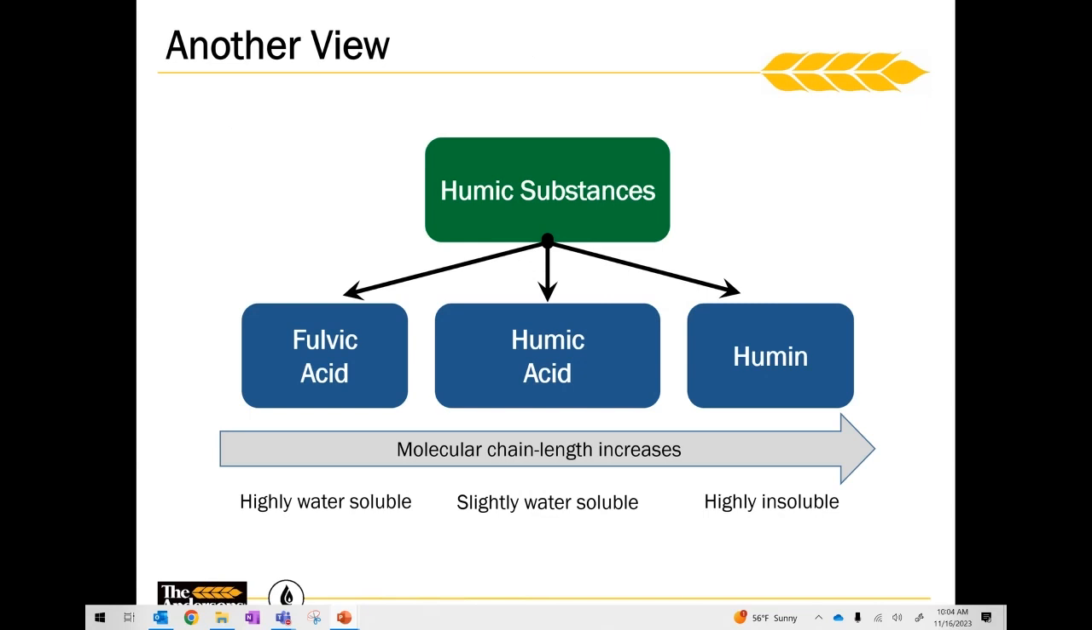Here is another view of how we can look at our humic substance. On the left-hand side, we have our fulvic acid. On the right-hand side, we have humin. So moving from left to right, we have the increase of molecular weight. And how that impacts us is as we move to the right, as our molecular weight increases, our solubility changes to become more insoluble. And also moving to the right, we have better holding capacity. Fulvic acid is more soluble under all pH ranges, and the more water soluble that is, the faster the plant is going to respond to the application of the acid.